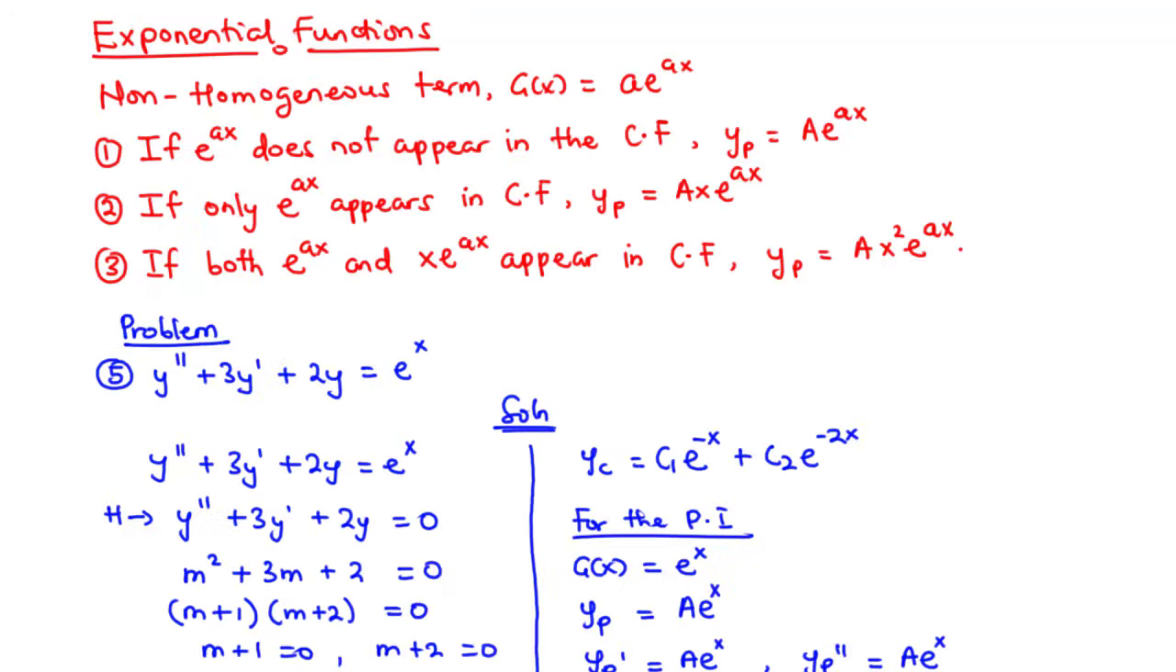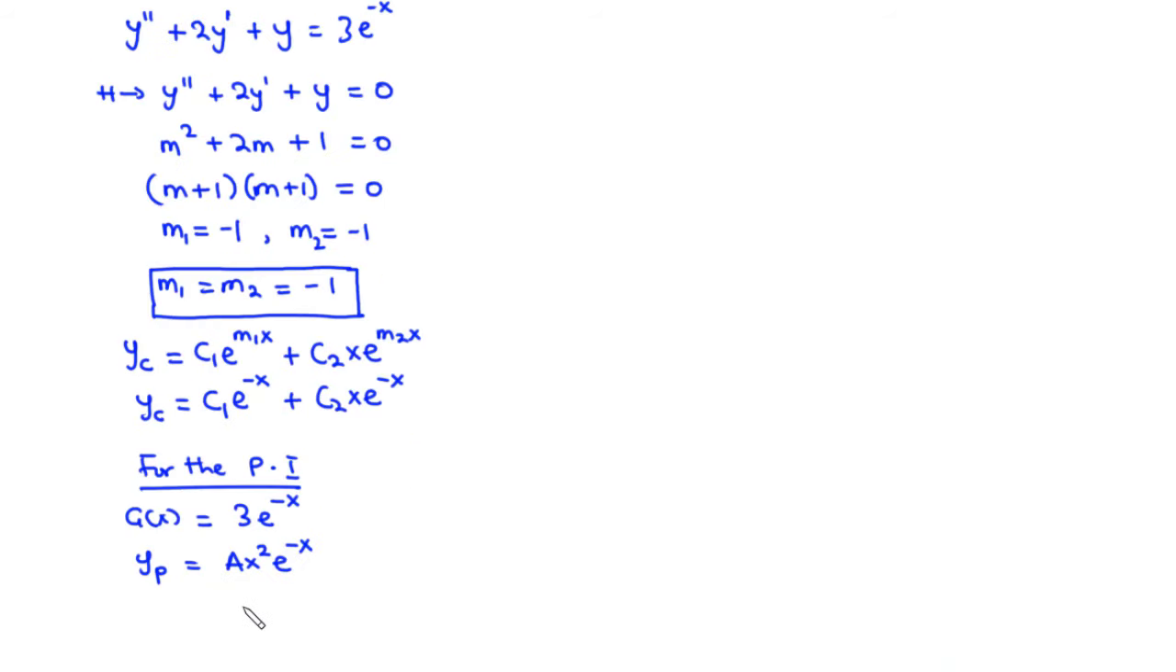So from the third case, if both e to the power ax and x times e to the power ax appear in the complementary function, then we have yp equals a times x squared times e to the power ax. So that is exactly what we've done here. So we are going to find yp prime and then yp prime prime.